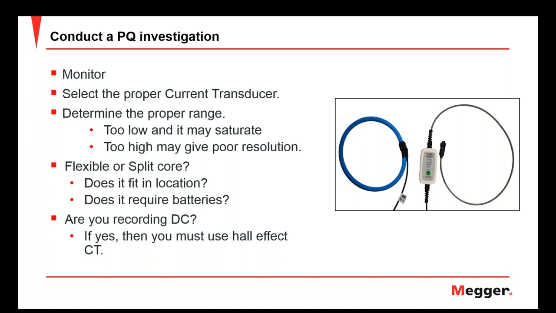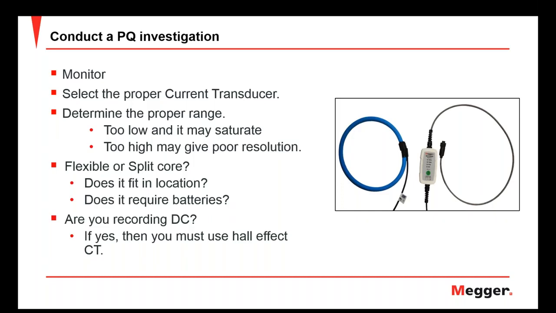Now, on the other side, if you go too small, you could end up saturating, okay? That's why it's sort of important to understand what that crest factor is for the current clamps and the current channels in the unit. Now, do we want to use a flexible or a split core CT? Well, the very first thing you got to see is what fits the location. If it doesn't fit, it ain't going to work. But if you're going to be measuring very low currents, split core would be more ideal to use.